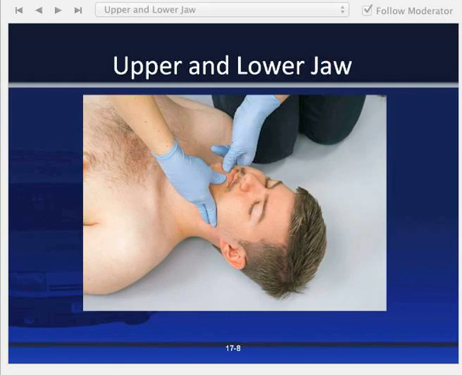When evaluating the upper and lower jaw, gently palpate the upper jaw, the maxilla, and the lower jaw, which is the mandible, for instability and tenderness, as well as DCAP BTLS.